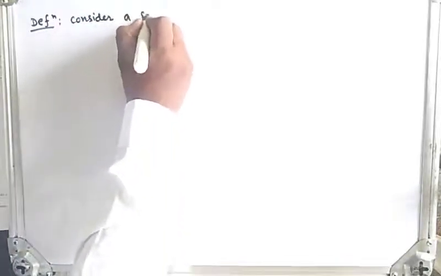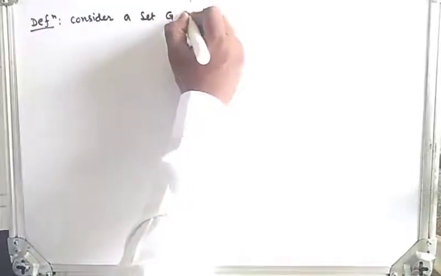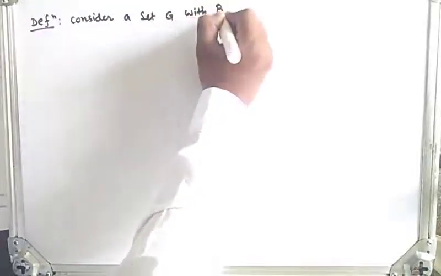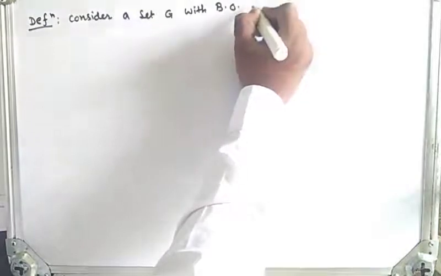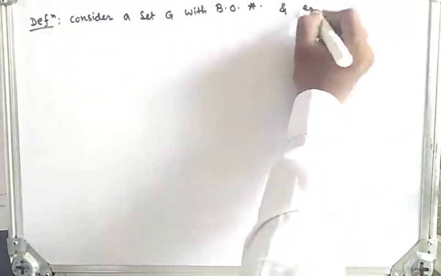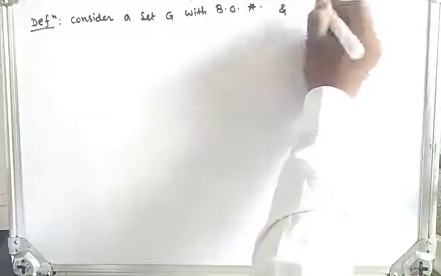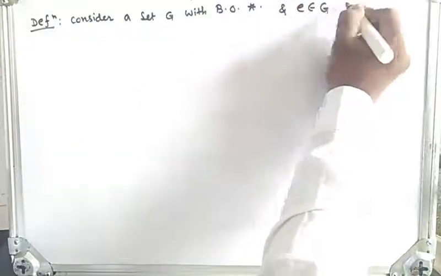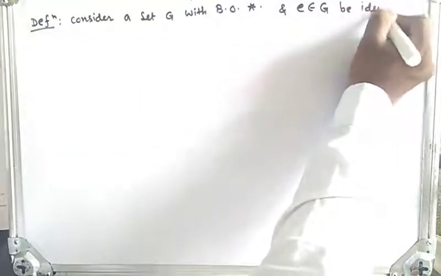Next definition, inverse of an element. So let's see the definition. Consider a set G with binary operation star, and E belongs to G, the identity element.